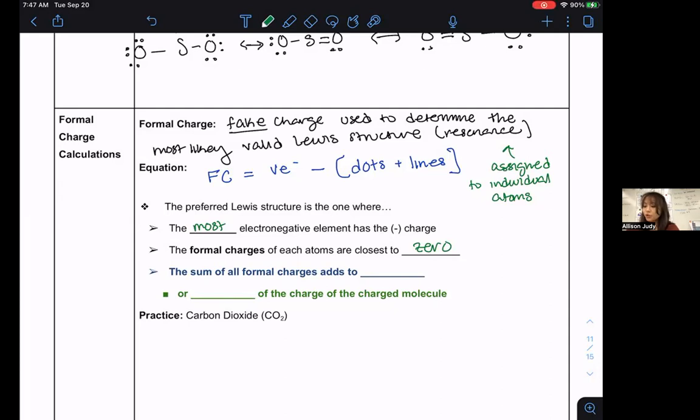Third, the sum of the formal charges all have to add up to 0, or the sum of the charge of the molecule, or what was I trying to say?